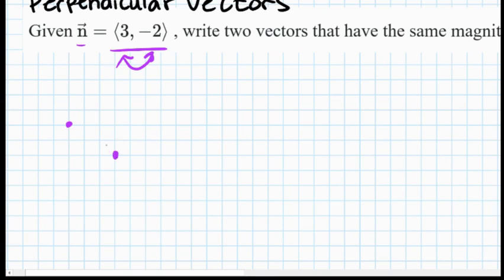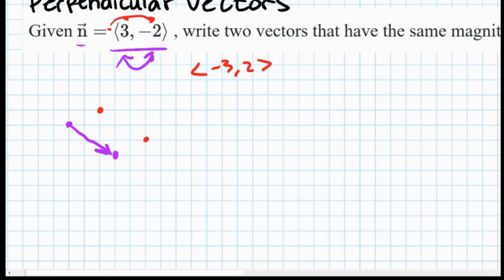Now, if I were to make both of those negative, right? A negative vector does not make something perpendicular, because a negative vector would just give me the opposite direction. So I would go, let's say here, 1, 2, 3 units to the left and 2 units up. Now I have a parallel line, not perpendicular.